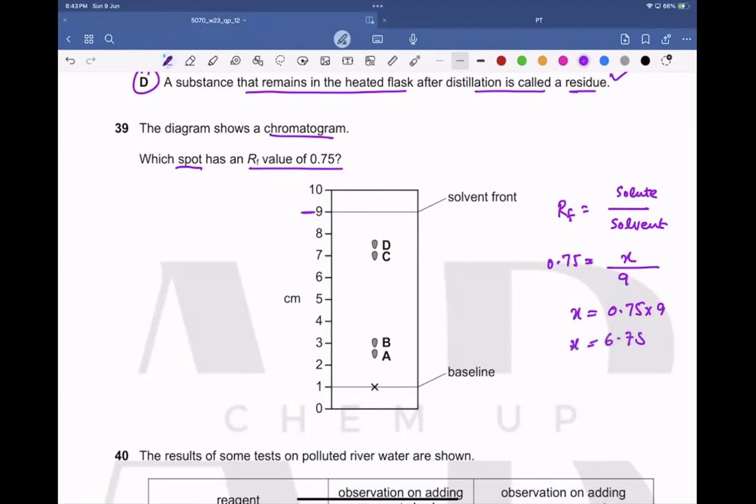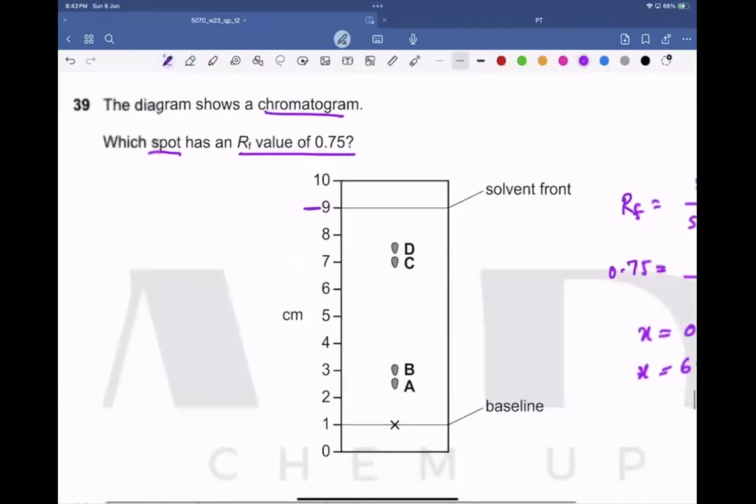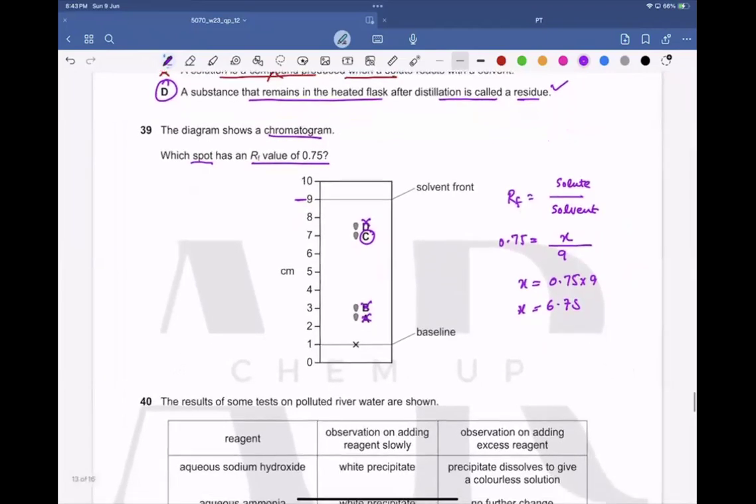So if you see 6.75, this one is below. So C is the correct answer. D, B, and A go wrong. This one is below, C is below 7, right? So C is the correct answer.